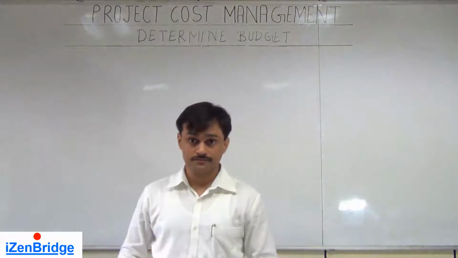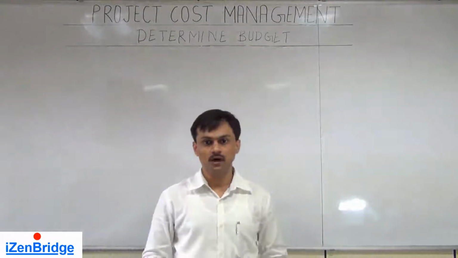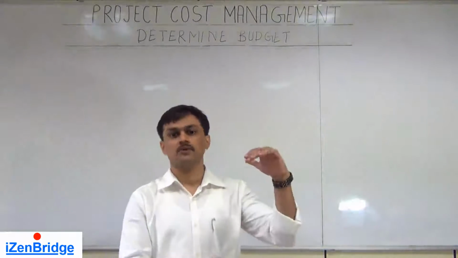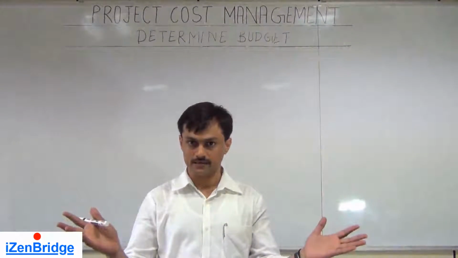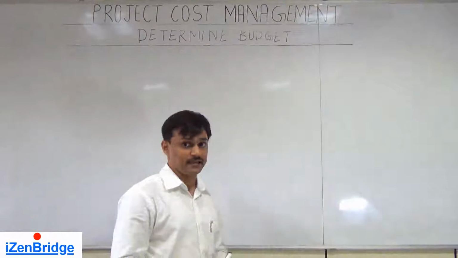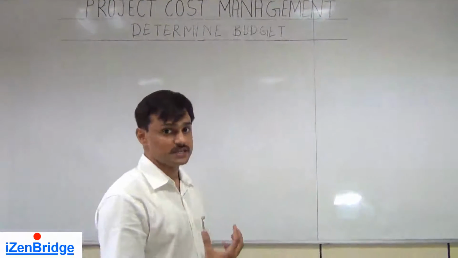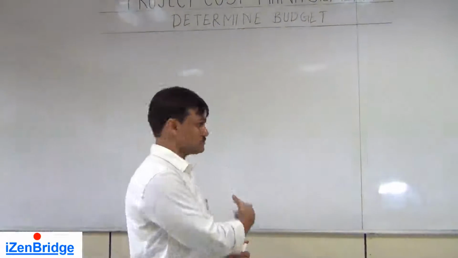Determine budget. Third process of project cost management knowledge area. A final process in the planning process group, because this process will give us the cost baseline. Now let us look at inputs and tools and techniques, and how we derive the cost baseline, which is a primary output of the determine budget process.